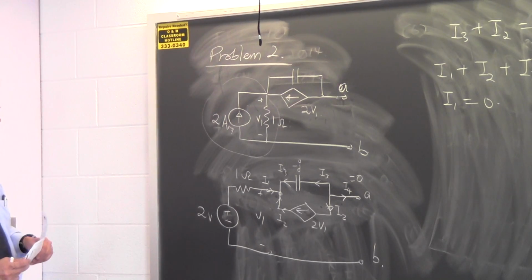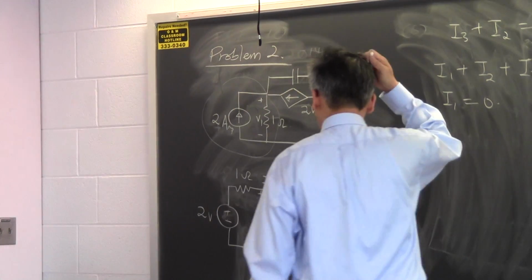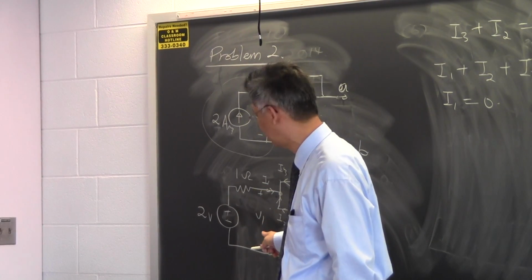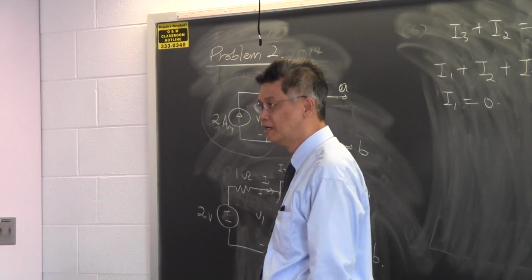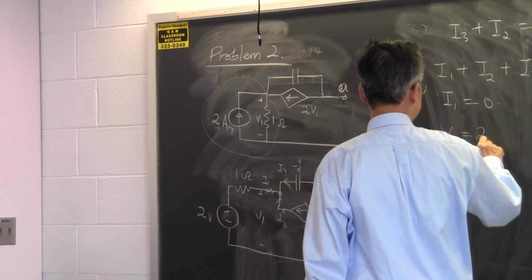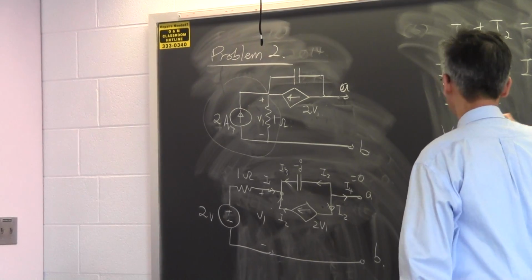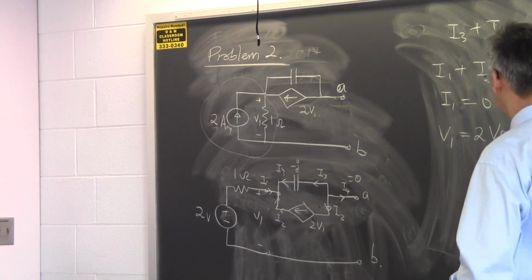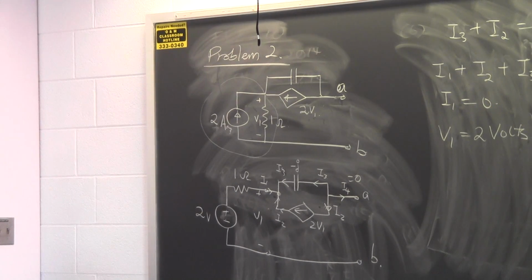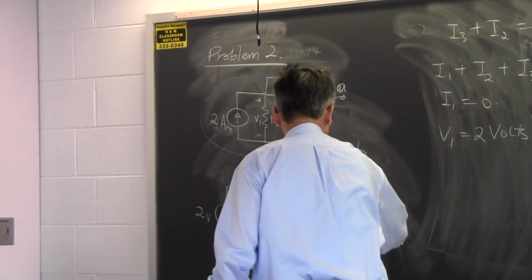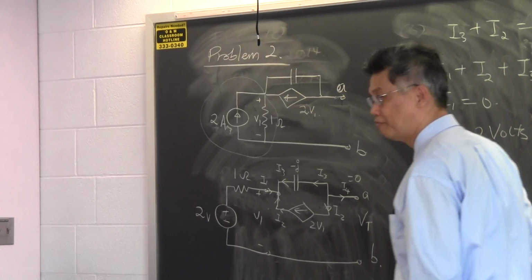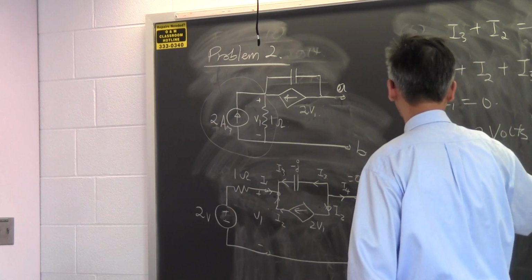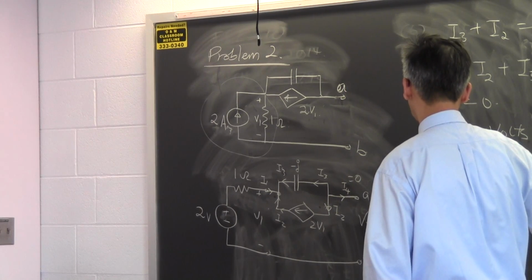So you can calculate the open circuit voltage. The open circuit voltage would be V1. What should V1 be? If there's no current flowing here, V1 must be 2 volts, because I1 is equal to 0. And then you have to figure out what the open circuit voltage is, which is your V Thevenin.